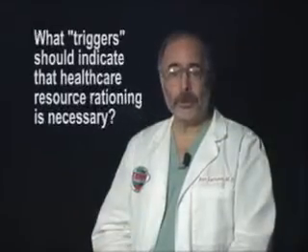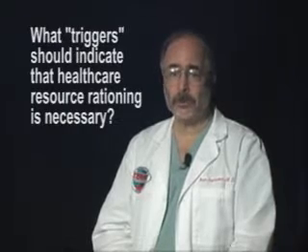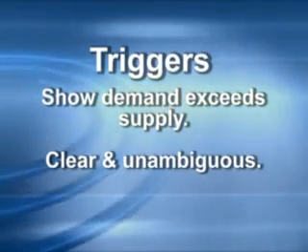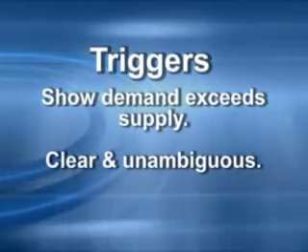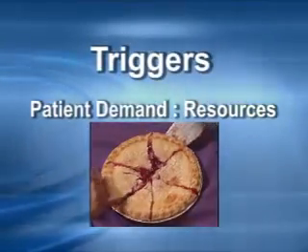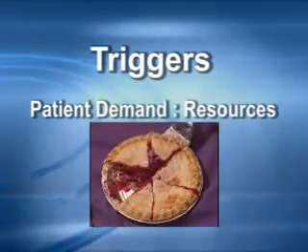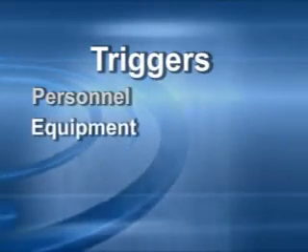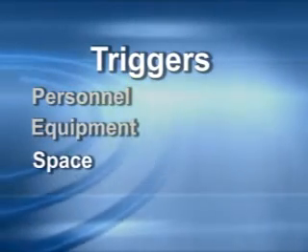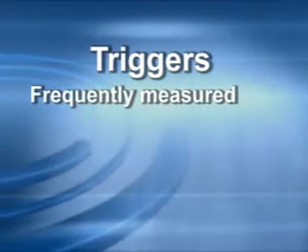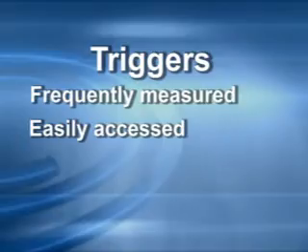Our first question is, what triggers should indicate that healthcare resource rationing is necessary? The best triggers are those that show that the demand has seriously exceeded the availability of healthcare resources. These triggers must be clear and unambiguous to healthcare professionals. Triggers must reflect the institution's, the agency's, or the team's current ratio of patient demand to available resources, resources such as personnel, equipment, and space. To be useful, triggers must be based on frequently measured and easily accessed data.